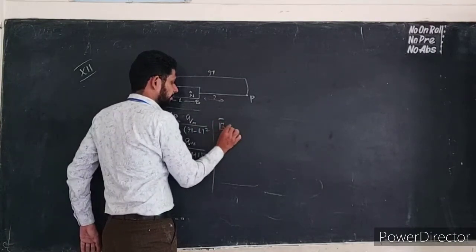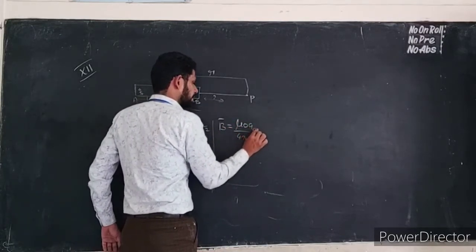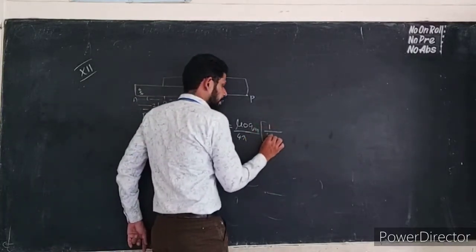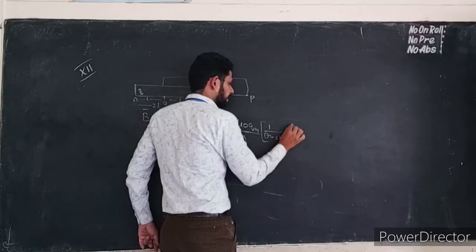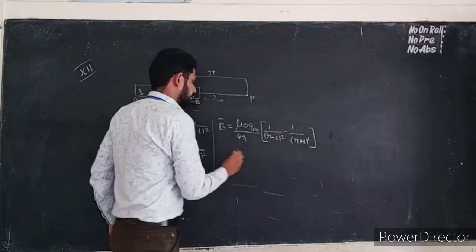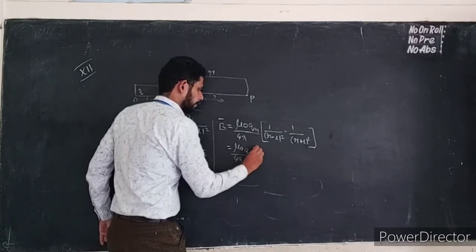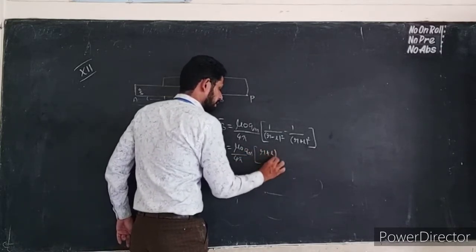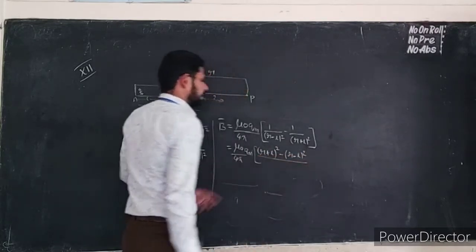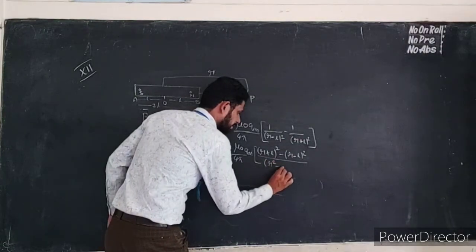The total magnetic field B will be equal to mu naught by 4 pi, which is common, take it outside, and 2m also common, take it outside, times 1 by (r minus l) whole square minus 1 by (r plus l) whole square. Cross multiply: mu naught by 4 pi Qm times (r plus l) whole square minus (r minus l) whole square, divided by (r minus l) whole square times (r plus l) whole square, which will become r square minus l square, all squared.